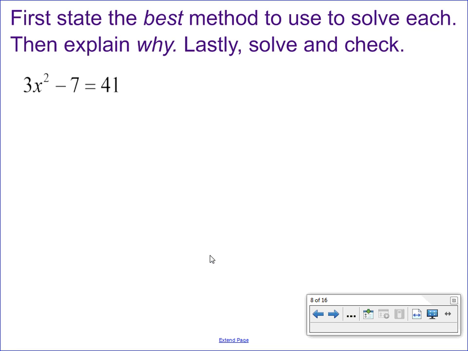Best method, Christy and Hans? Taking square roots. Square roots, how come? Because there's only one x value. Raise your hand if you agree. Solving by square roots, yep, there's a single squaring term. Thank you, guys. So we would solve by taking square roots, because there's a single squaring term. Let's do it.